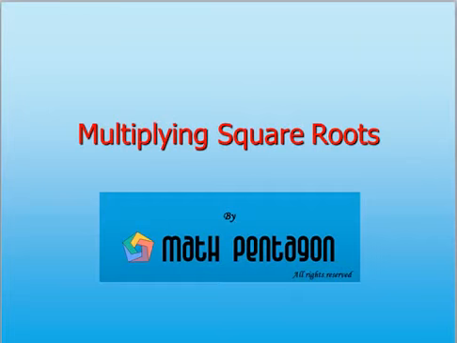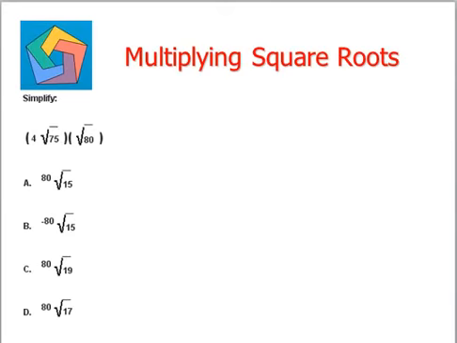To understand the concept, let's look at some questions. The first one says simplify 4 root of 75 multiplied by square root of 80. So let's write down the question. 4 square root of 75 multiplied by square root of 80.